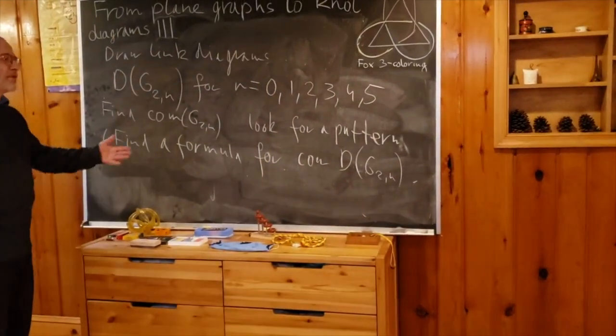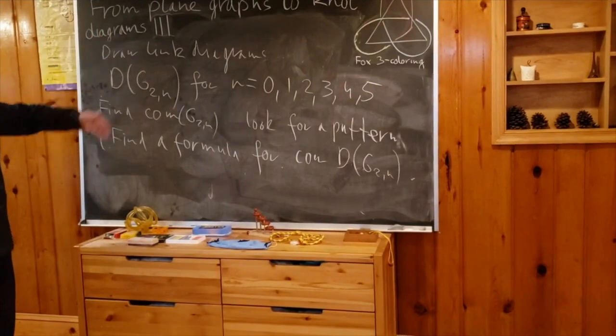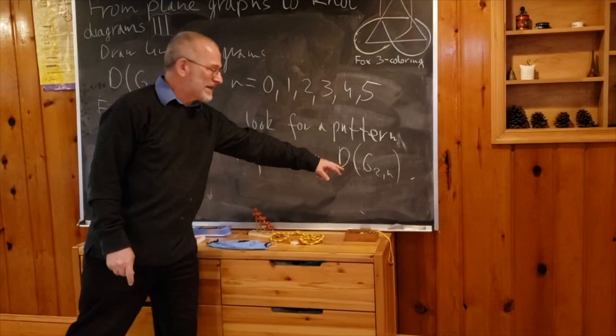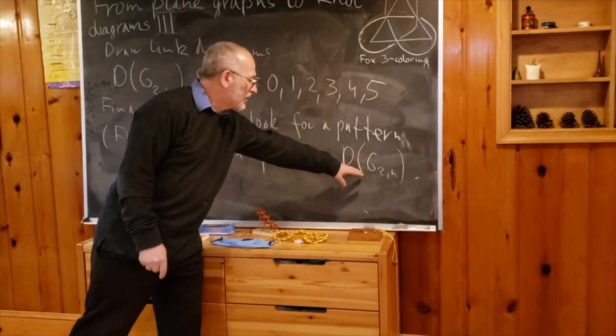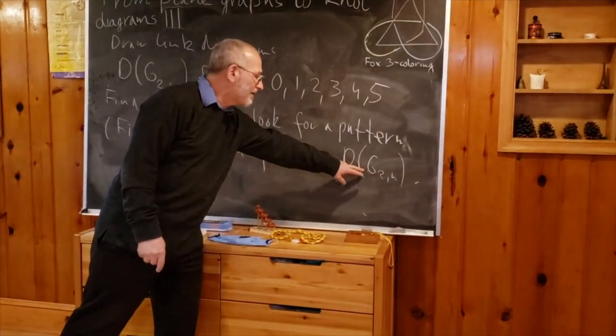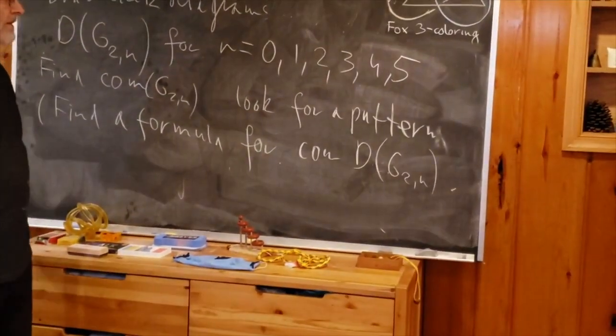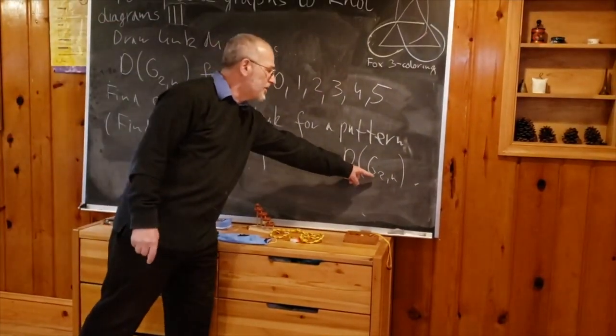So send me good solutions, and eventually we will try to work with GMN. If you're ambitious, immediately find the number of components of the diagram of grid graph GMN. But for looking for patterns, let's do G2n first.